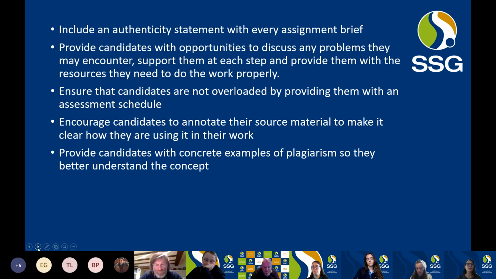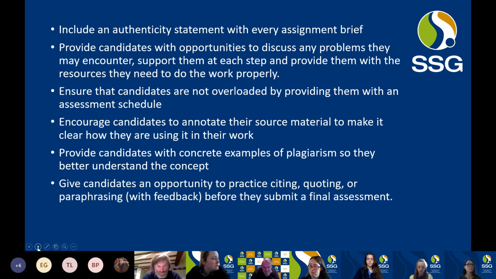Provide candidates with concrete examples of plagiarism so they better understand the concept. So going back to that induction, when you're explaining what plagiarism is, some good examples of plagiarism would be good at that point to show them this is still plagiarism, because they may not think that it is. They may not understand that's what plagiarism is. And then you could maybe give them the opportunity to practice citing and quoting or paraphrasing before they submit their final assessment.